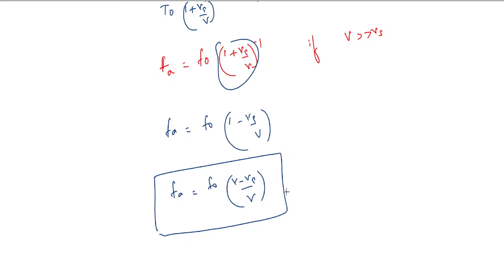It's common sense that whenever the source moves away from the observer, the frequency or pitch will decrease. That is given by this term here. This term would be less than this term. Therefore, it implies that f apparent is less than f naught, which is what is expected.